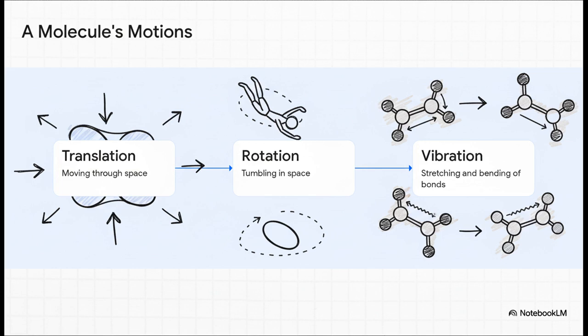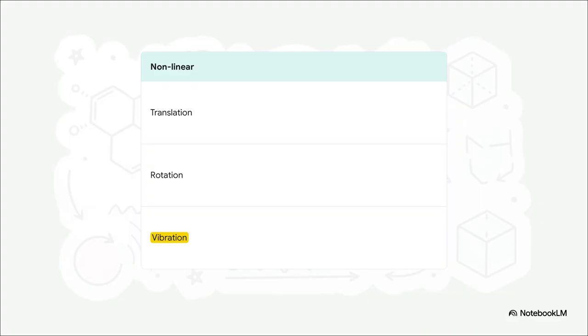First, the whole molecule can just move through space, left, right, up, down, forward, back. That's translation. Second, it can tumble end over end, kind of like a gymnast. That's rotation. And whatever's left over, well, that's the good stuff. That's the vibration. For any non-linear molecule, like our water molecule, you can see from this table that we always subtract 3 for translation and another 3 for rotation.